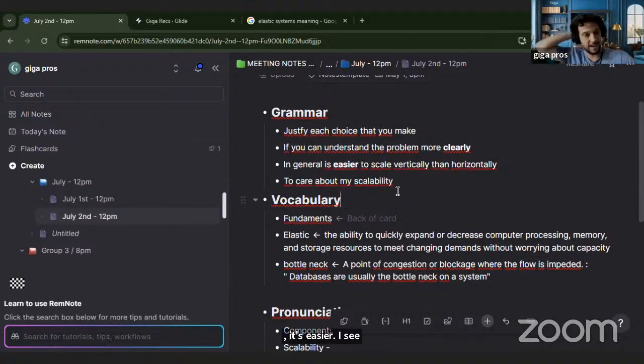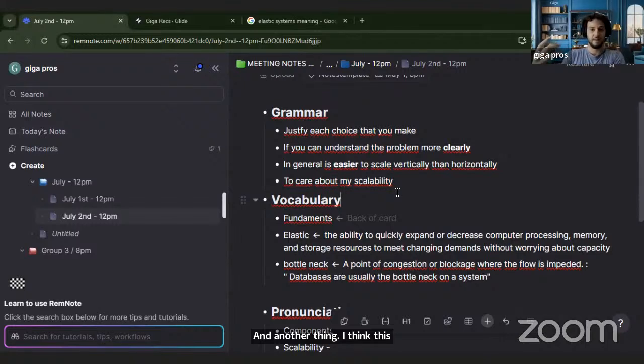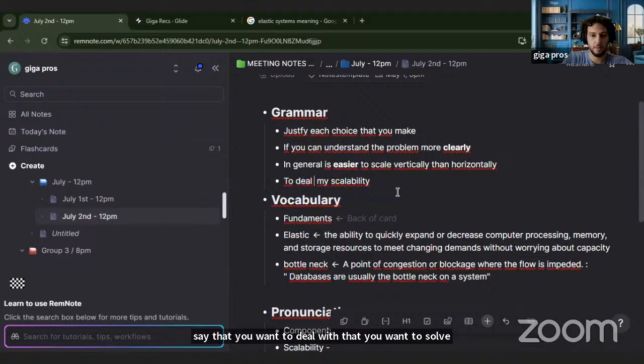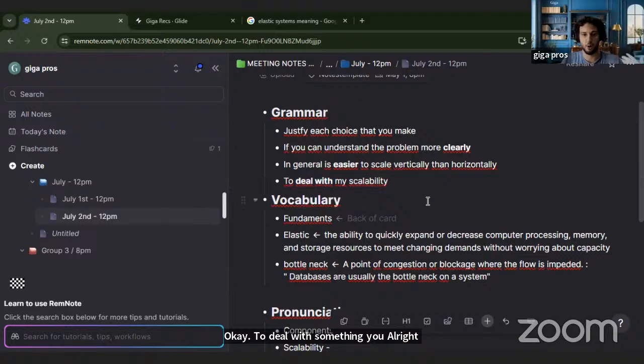And another thing, I think this was you, Marcel. You were saying, "How do I do this to care about my scalability?" You're saying it in the sense of maintaining or dealing with my scalability. To care here would be like me preocupar in Portuguese, which makes sense, but not a lot of sense. You want to say that you want to deal with that, you want to solve that. So, how to deal with my scalability. To deal with something, you are working with it, you're trying to solve it.